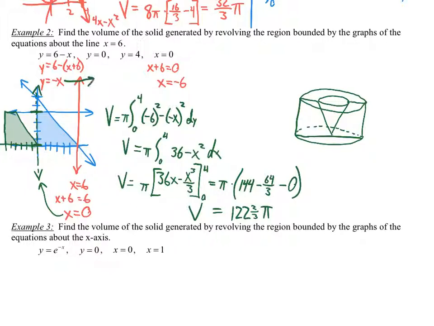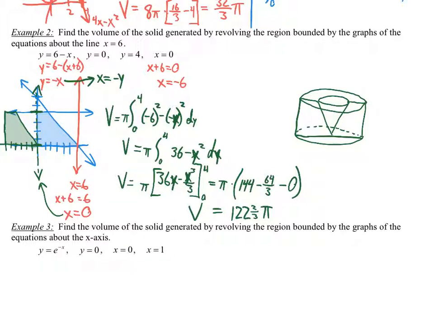Sorry, I do need to... Here, x is negative y. So I needed to... Sorry, this should be a minus y. That should be y. This should be y squared. This should be a y, and that should be a y. Thank you for catching that.